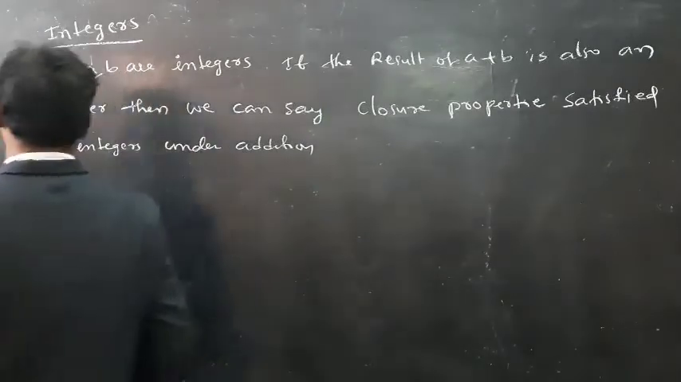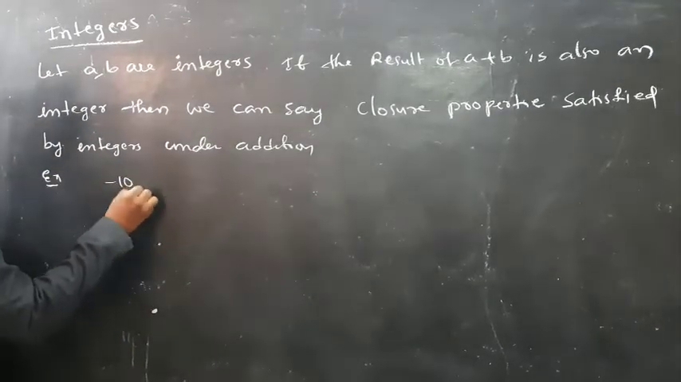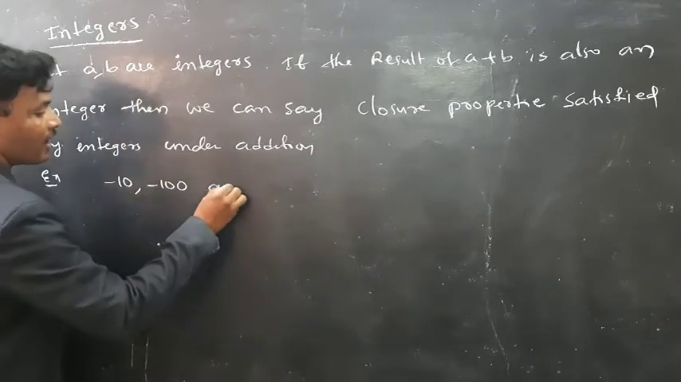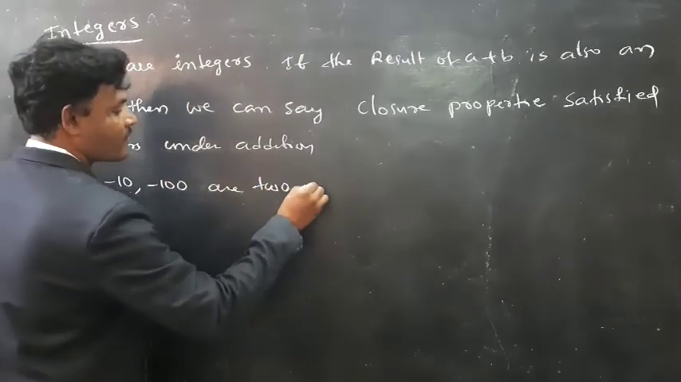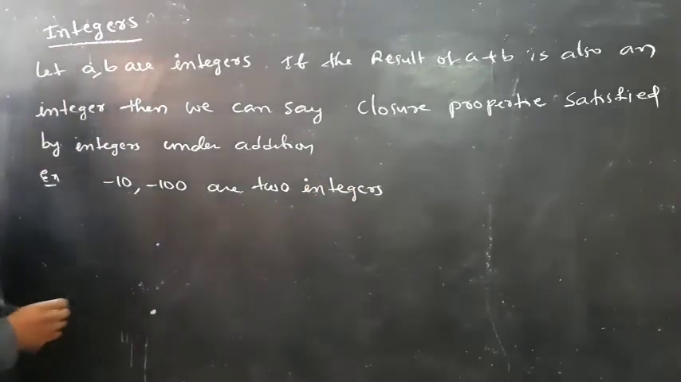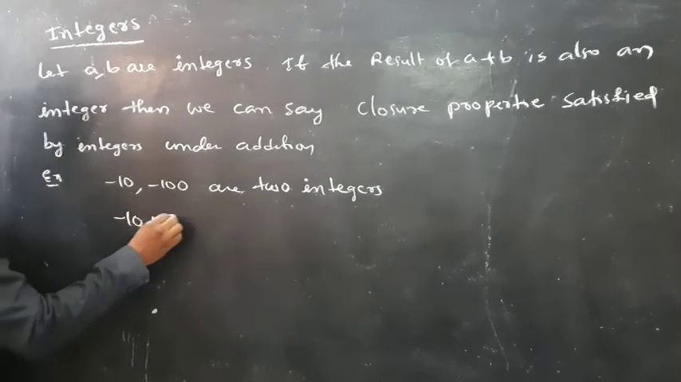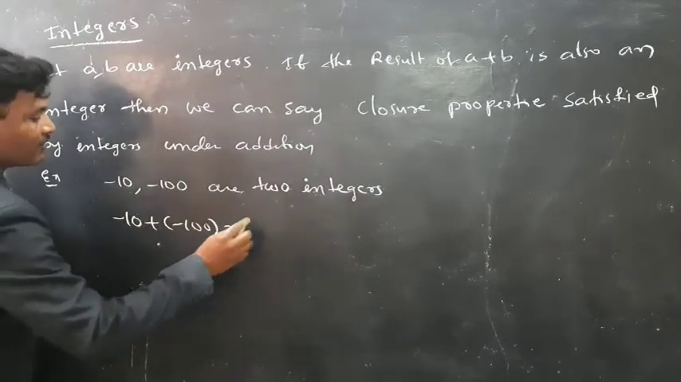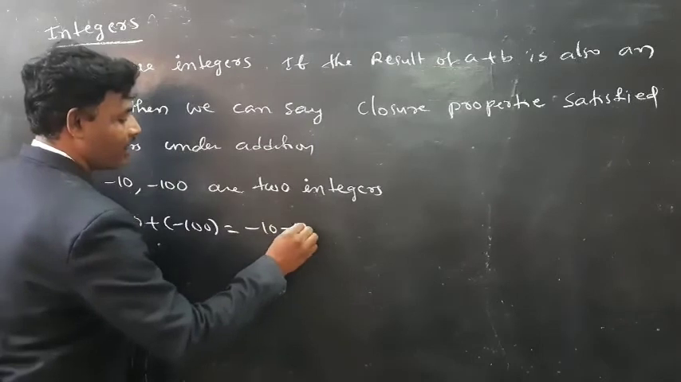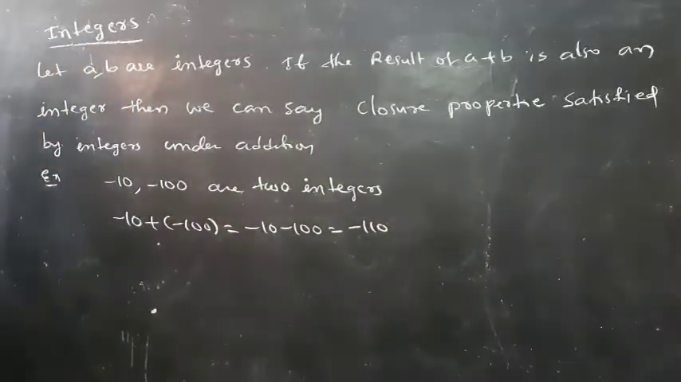Here I am going to take some examples. Minus 10, minus 100 are two integers. Then minus 10 plus minus 100 is equal to minus 10 minus 100, which is equal to minus 110. Minus 110 is also an integer.